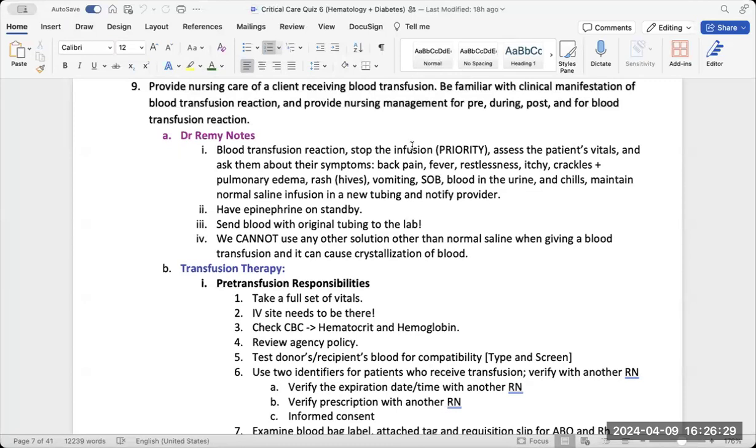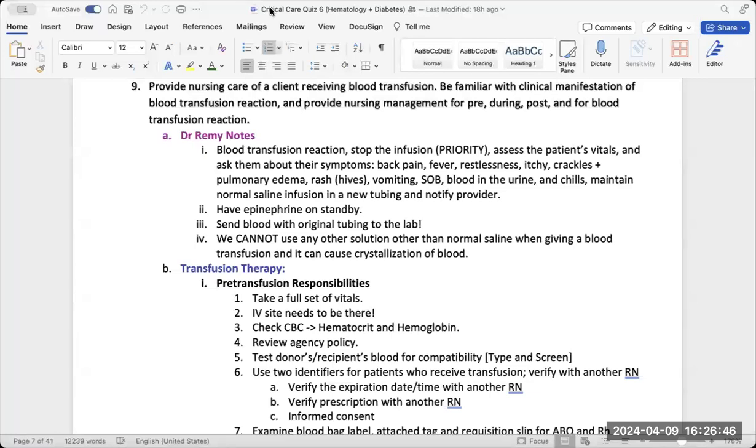Our first priority is to stop the transfusion. We do not want to keep something going that's going to react with the patient, because that could result in death. We don't know why they're having the reaction. We just know that their body is not reacting well to this blood. It could be the blood issue, it could be anything, but we need to stop it first.